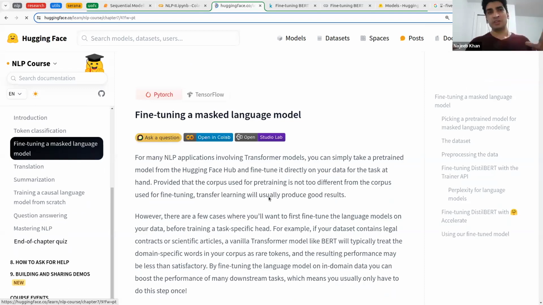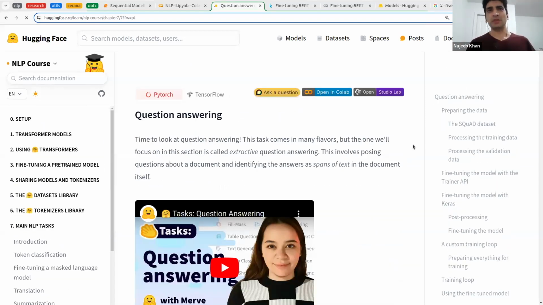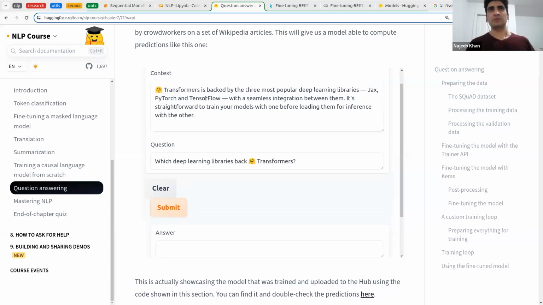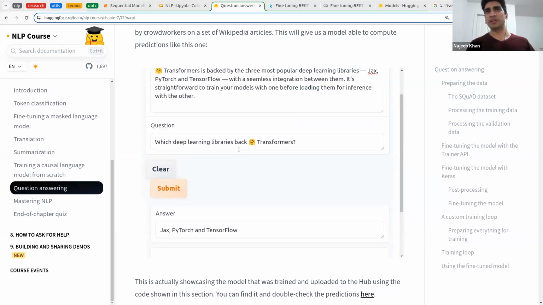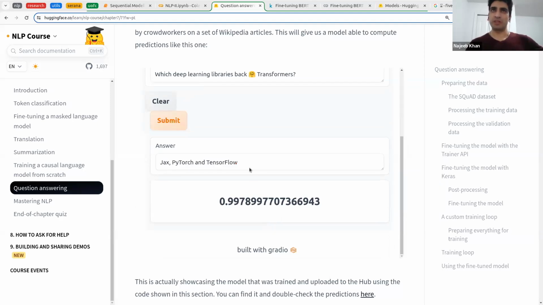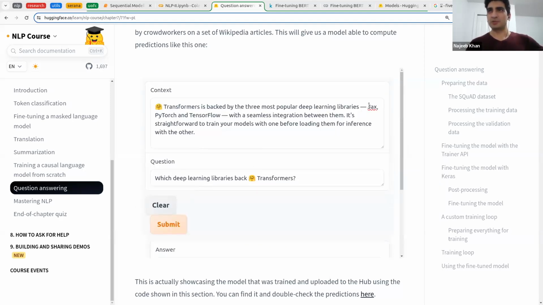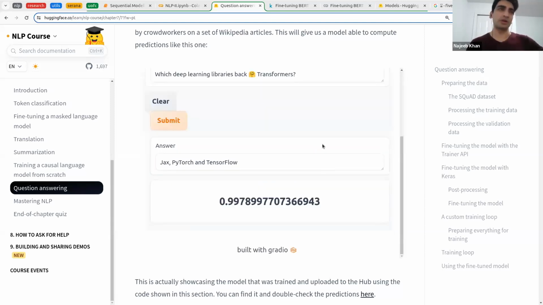So given a piece of text, let's say here is a demo of it. Given this text, you can ask it a question. For example, Transformers is backed by JAX, PyTorch, and TensorFlow, right? If you run this and ask it which deep learning libraries back the Hugging Face Transformers library, it will give you the answer, that the answer starts at this location and it ends at this location. So it can do question answering based on a context.